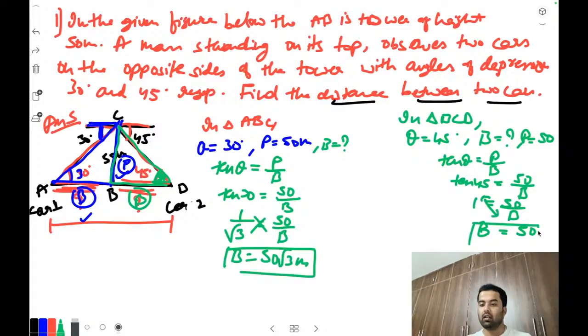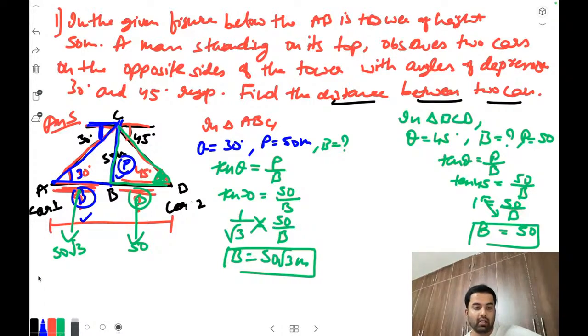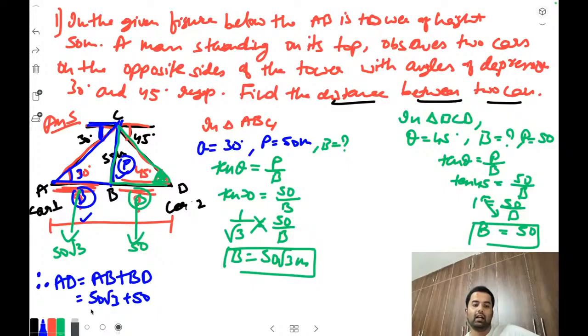Is it okay? Now, as we see here, this value is 50 root 3, and this value is 50. So let me mention here, therefore AD equals AB plus BD. AB is 50 root 3, BD is 50. And you can't add this one, so better you just take it as it is. We can't take a common here.